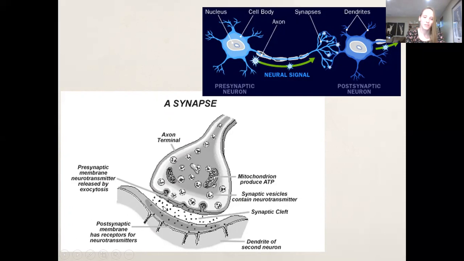And then those neurotransmitters float across the synaptic cleft until they get to the receptors right here on the postsynaptic membrane. So this is like a really close-up of the end of a dendrite on the postsynaptic membrane. And these are the little receptors.